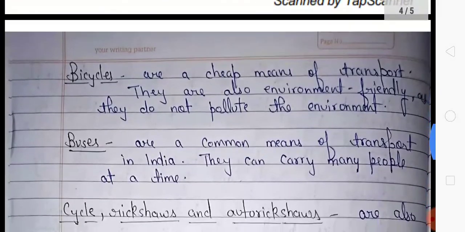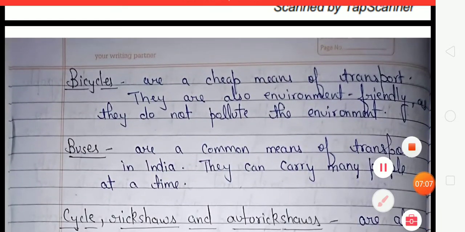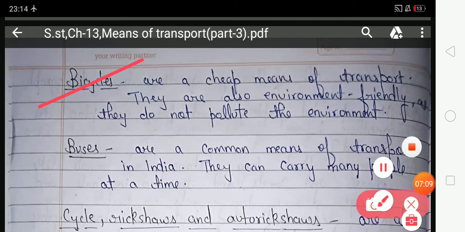Now look at the next page. Bicycles are a cheap means of transport. They are also environment friendly as they do not pollute the environment. Student, bicycles are environment friendly.